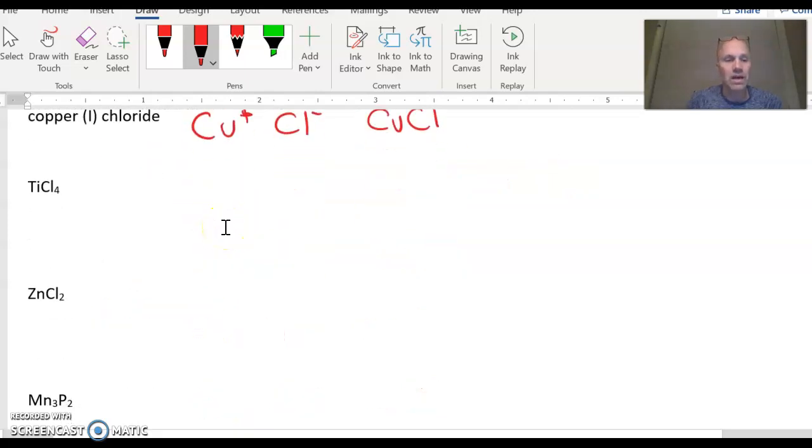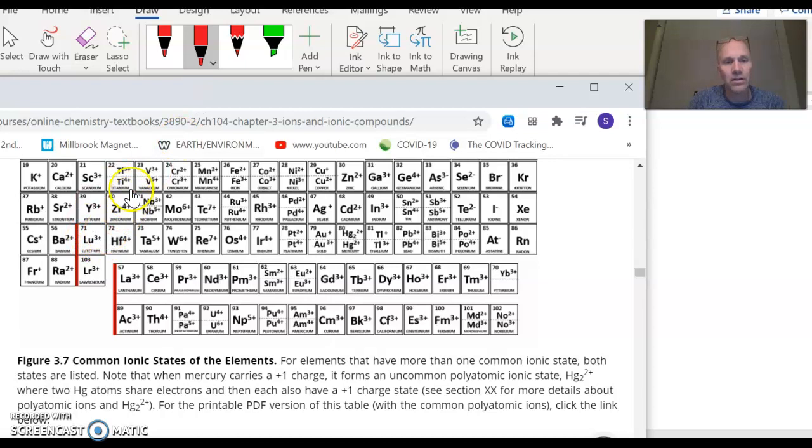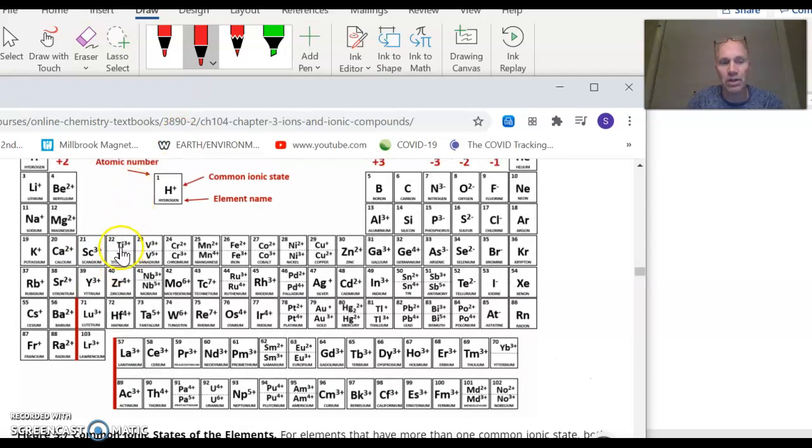Okay, so going back the other way. How are we going to figure out the names from these? The first one right here, TiCl4. First of all, we can figure out it's ionic because titanium is a metal and it's in the transition metal region. So not only do we know it's ionic, but we know we need Roman numerals. It's one of those that's got the multiple charge. Remember, the only transition metals that don't need Roman numerals are silver, cadmium, and zinc.